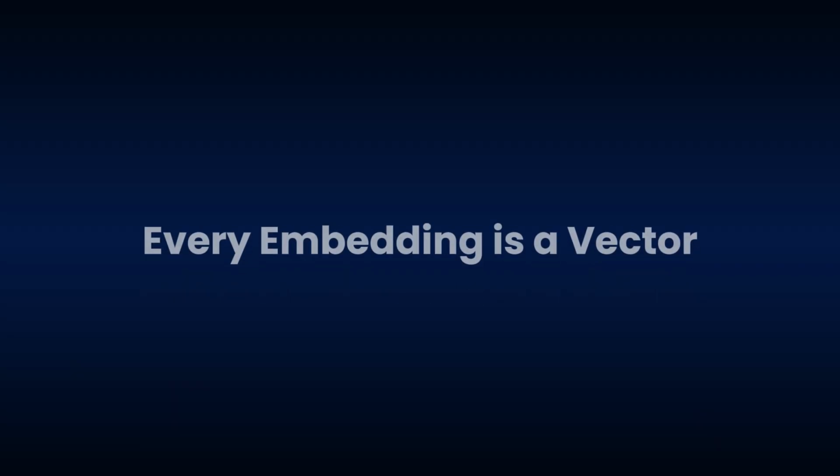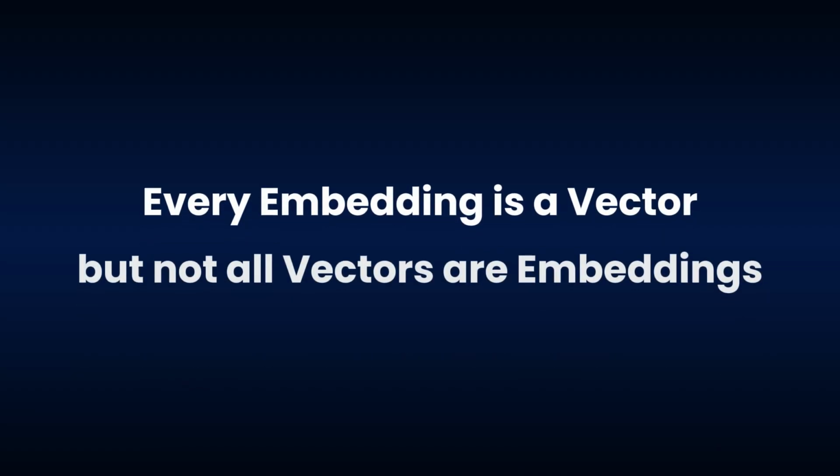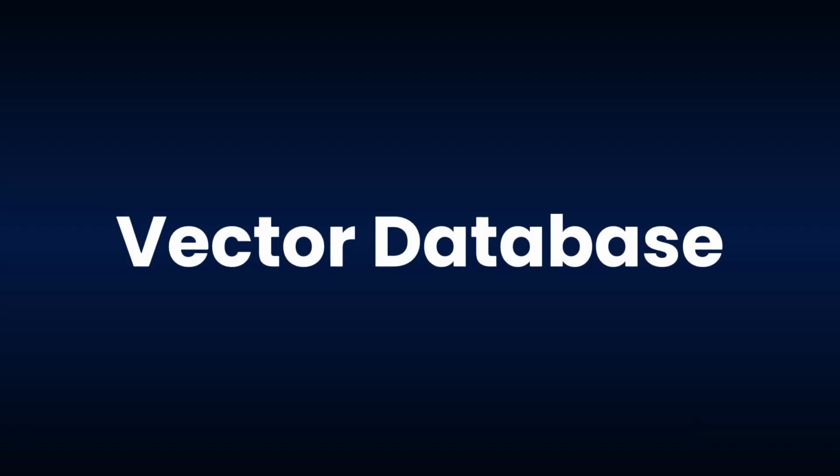Now, what is a vector? I already told you. You might be wondering what is the difference between an embedding and a vector. Well, an embedding is basically a list of numbers which represents meaning, but a vector is just a list of numbers. So every embedding is a vector, but not all vectors are embeddings. So when we are given sentences like, how do I reset my password and what is my password, both of these sentences will have a similar vector because the meaning of both the sentences is almost the same.